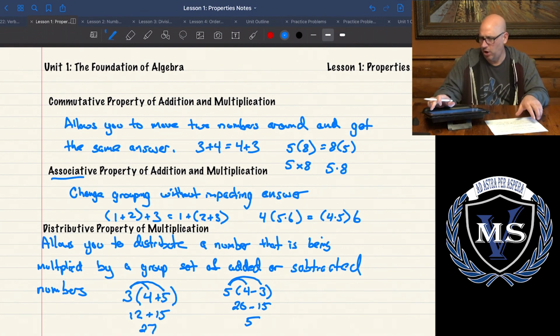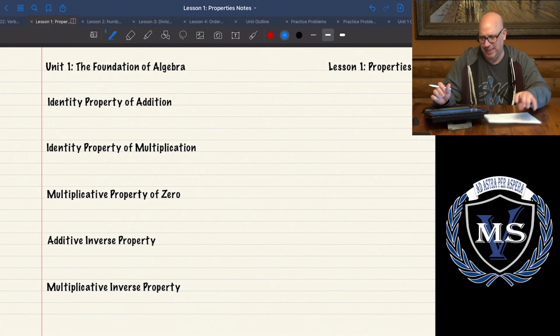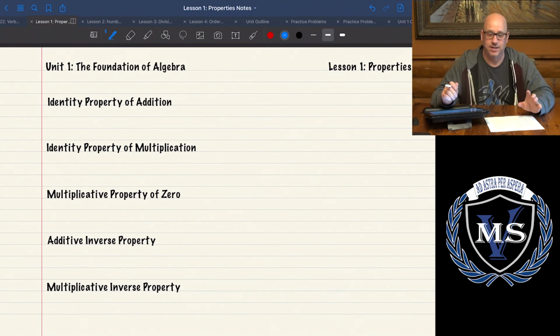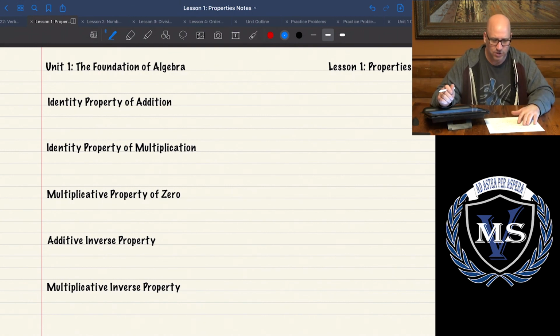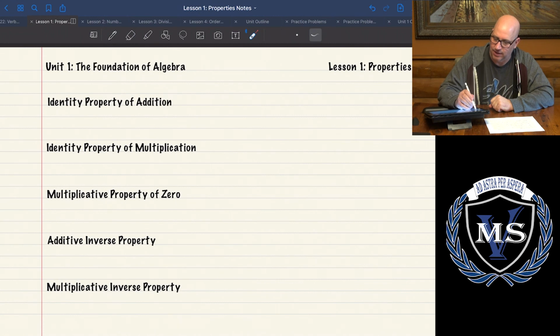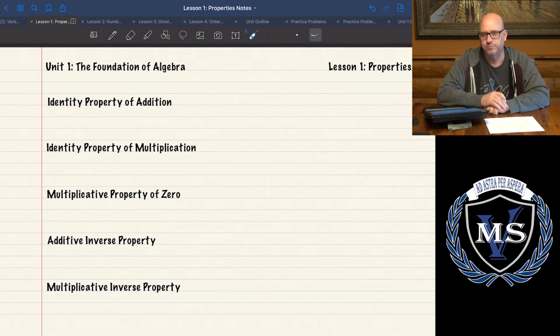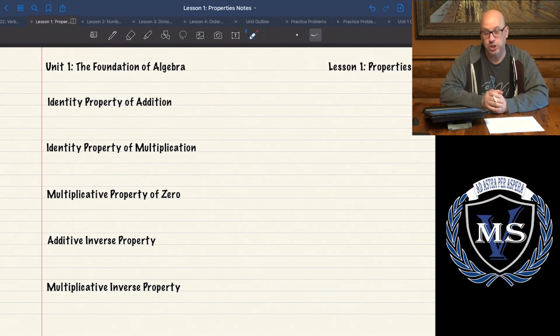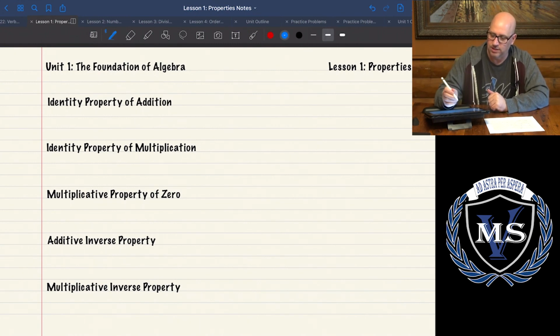Now, on to some other properties that I kind of think, why do we have these? Or at least, why do we have these defined? Because they seem a little silly. First of all, the identity property. Anytime you're talking about identity, right? Here's identity and here's identity. It means who you are, just like your identity. It doesn't change. So that's an important thing to keep in mind.